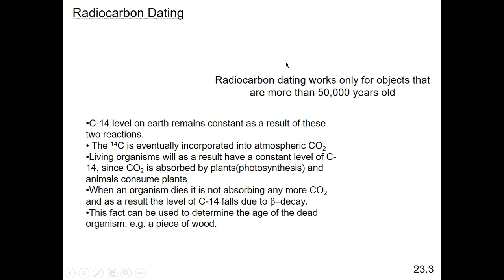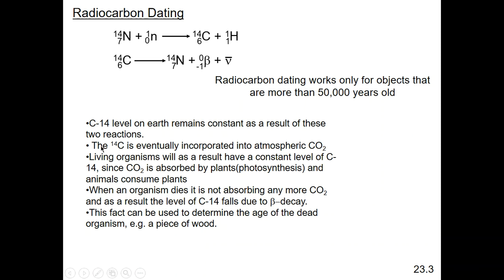Okay, now let's talk about radiocarbon dating. This is basically a method that is used to determine the age of artifacts and so on. And basically it's based on this reaction right here. Well, actually two reactions. The first of which is the reaction between the nitrogen-14 nucleus and the neutron to form carbon-14, and then the carbon-14 itself reacts to form back the nitrogen-14 nucleus. All right. Now, as a result of these two reactions, as stated here, the carbon-14 level on Earth remains constant, right?